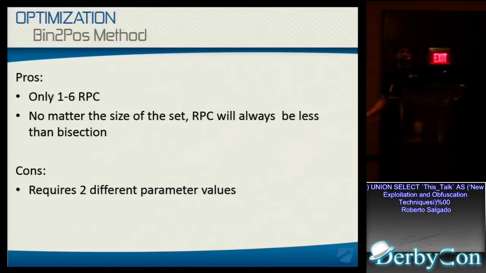No matter the size of the list, you could have 10,000 characters in your list, it's always going to be better than the bisection method. One of the cons, though, is that it requires 2 different parameter values. So you have maybe ID equals 1 or ID equals 2. You need 2 of those. And I can adapt the method to use just 1 parameter value, but it would not be as effective.